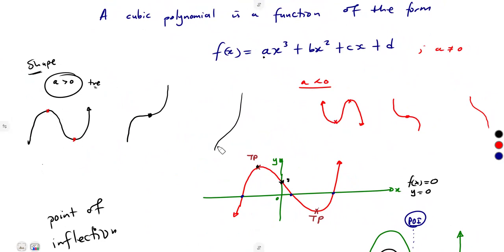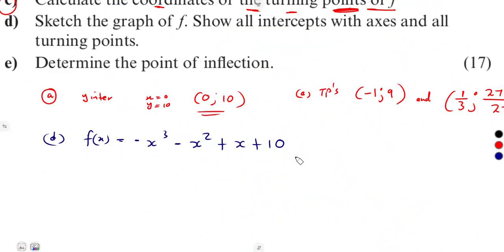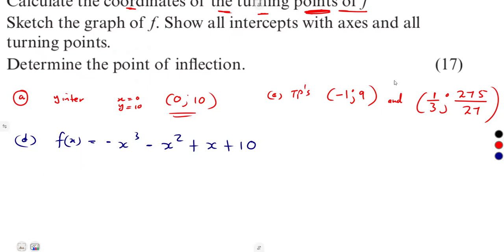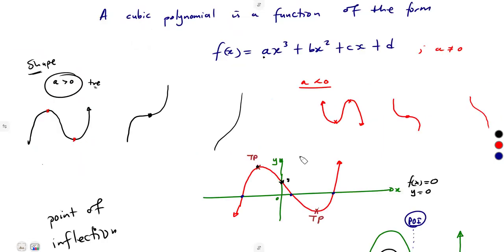So our graph has got two turning points. The turning points that we have here, there are two. Our A, the coefficient of x cubed, is negative 1. A is less than 0 and having two turning points. This is the shape that you must have.